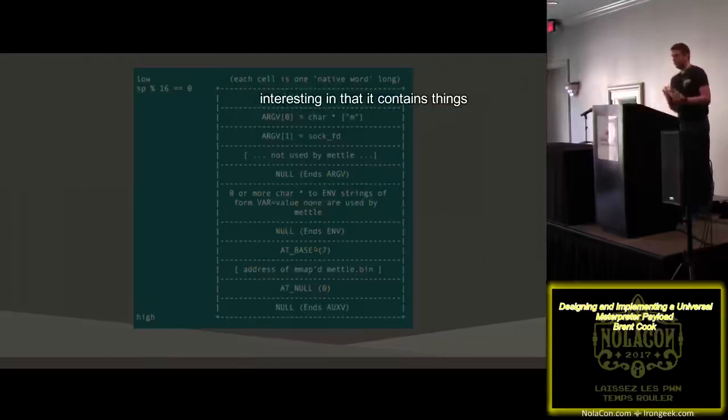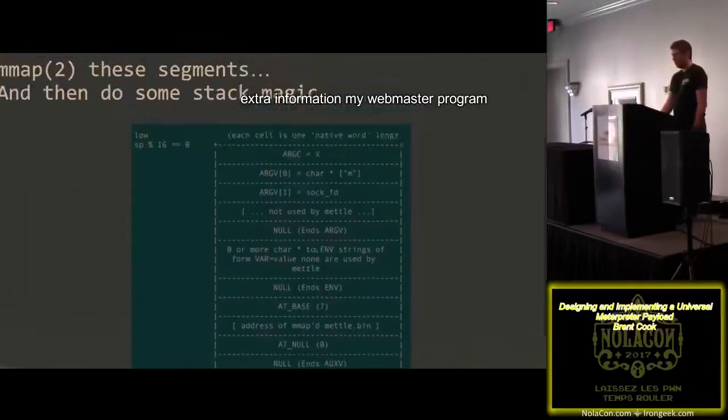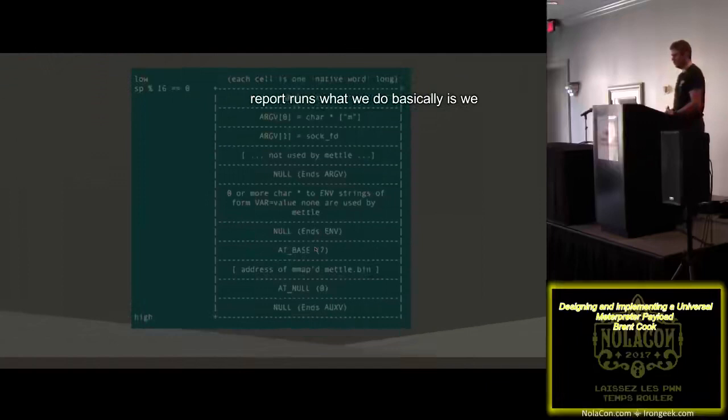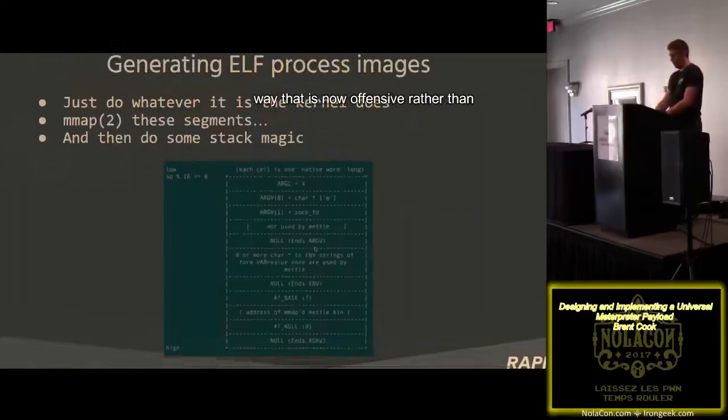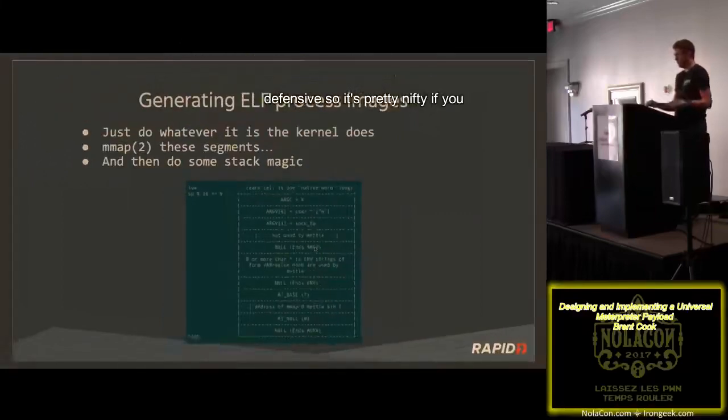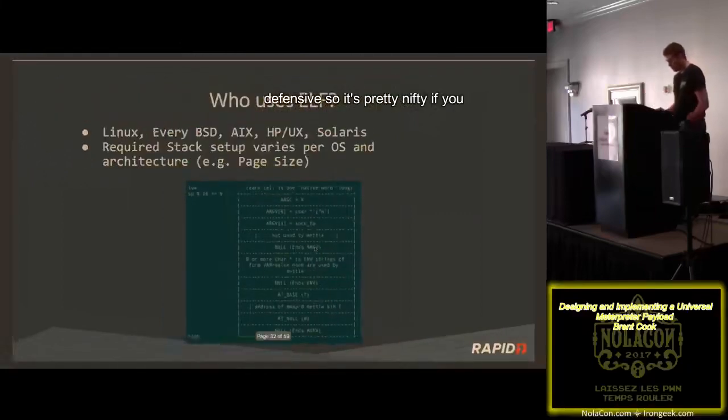The auxiliary vector is interesting in that it contains things like where you should load, as well as random number generators and other stuff like that. It's basically extra information you might want to pass to your program before it runs. What we do is pretend that we are the Linux kernel in our shellcode, and set up the stack exactly how the Linux kernel would do it. By doing that, we're able to leverage existing compiler and loader infrastructure in a way that is now offensive rather than defensive. So it's pretty nifty.